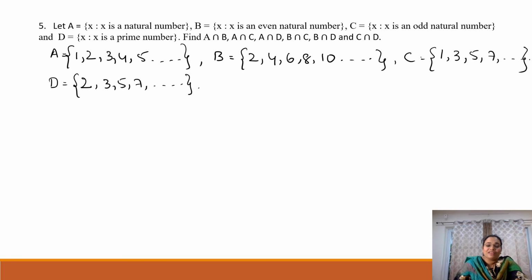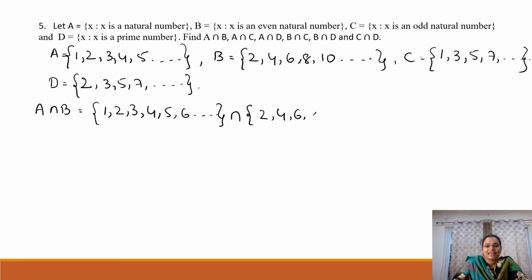So we need to find A intersection B. What is A? 1, 2, 3, 4, 5, 6, and so on. Intersection. What is B? 2, 4, 6, 8, 10, and so on. So what do you get? What is common in both the sets? 2, 4, 6, and so on are common.